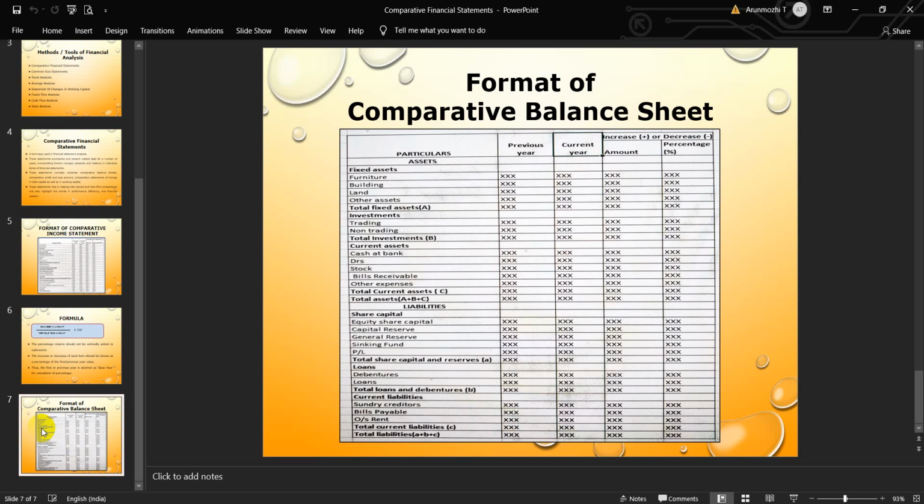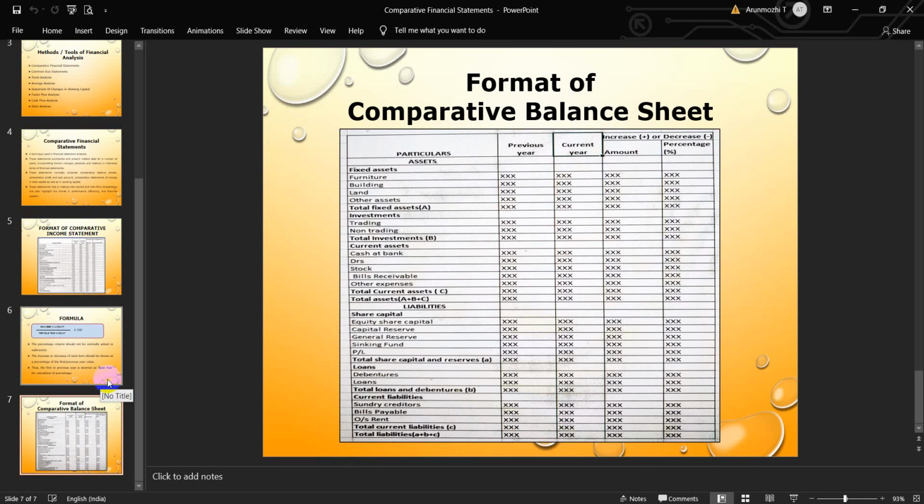Usually, a comparative balance sheet consists of 2 columns depicting figures of previous year and current year, and a third column showing increase or decrease between the 2 balance sheet dates. Another column is added to show the percentage of increase or decrease. This balance sheet is highly useful to study the progress of the business.